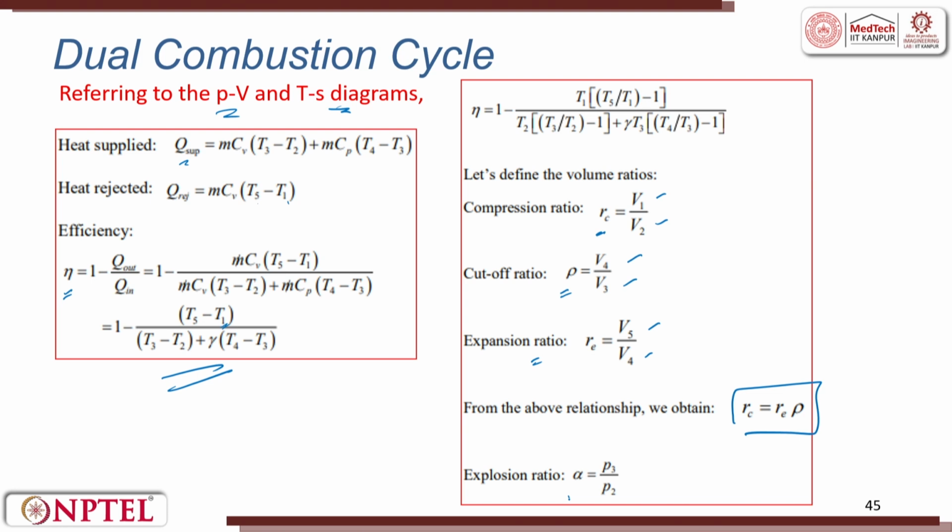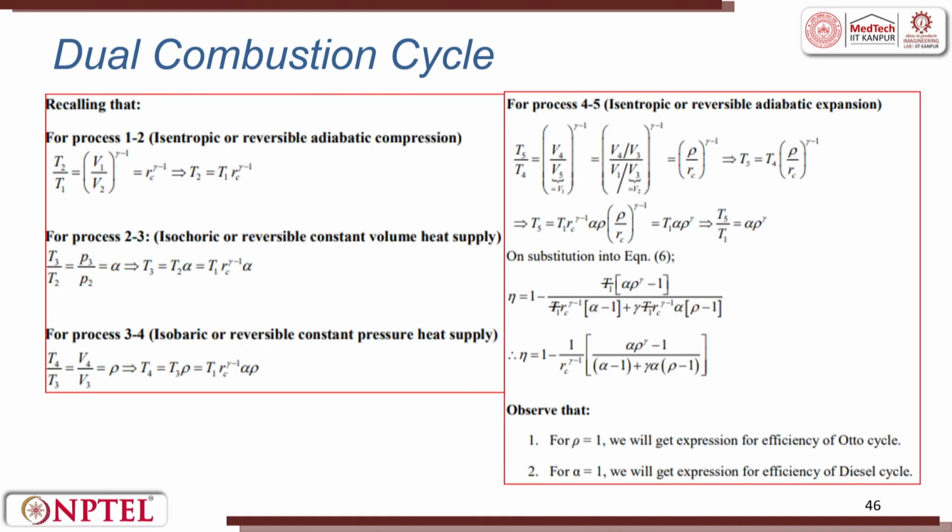The explosion ratio alpha is equal to P3 by P2. Recalling what happens from 1 to 2, it is the same repeat: isentropic, isochoric, isobaric and isentropic. So these are reversible adiabatic compression, constant volume, constant pressure, and reversible adiabatic expansion. We substitute all of these and get the final equation in this form.